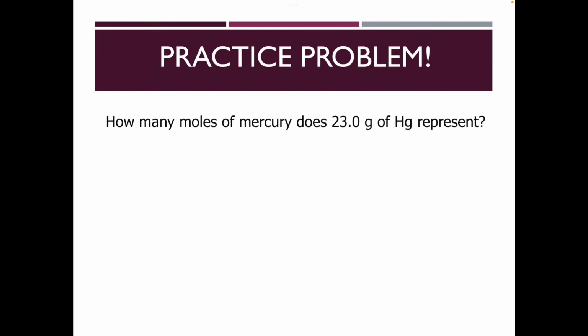All right, I want you to try this out. This says, how many moles of mercury does 23.0 grams of mercury represent? To do this, you're going to need to find mercury on the periodic table and find the molar mass of mercury. Make sure your units cancel in your train tracks. All right, go ahead and pause here and come back when you're ready to see the answer.